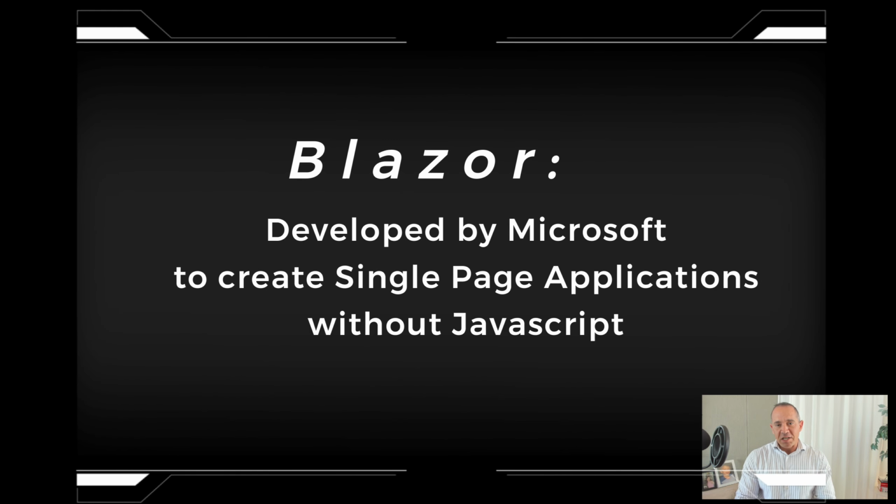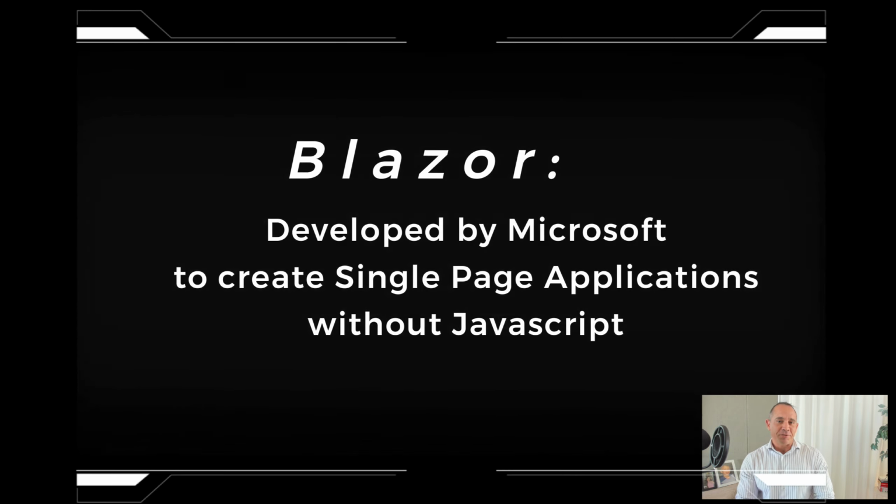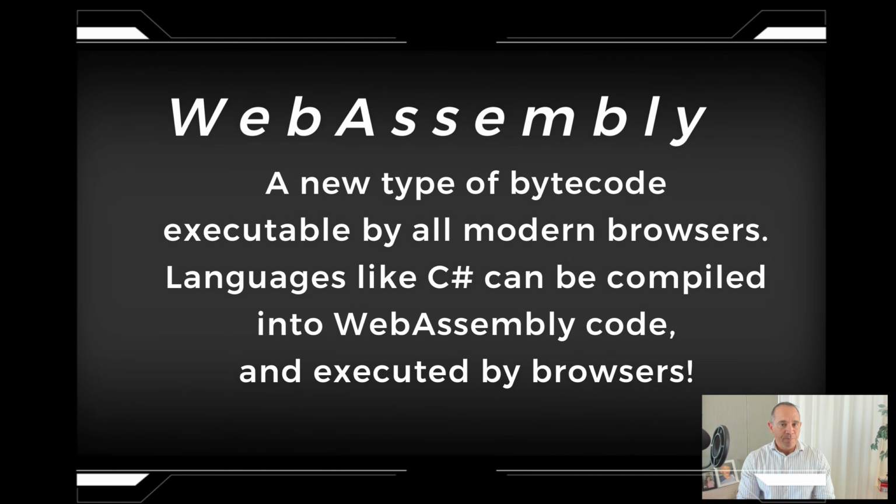Okay, time to summarize. Blazor is an open source web development technology developed by Microsoft for the creation of powerful single-page web applications without relying on JavaScript skills. WebAssembly is a new type of code that all modern browsers can understand and execute. We can now build web applications in multiple programming languages without JavaScript that can be compiled to WebAssembly code that can be run by browsers.